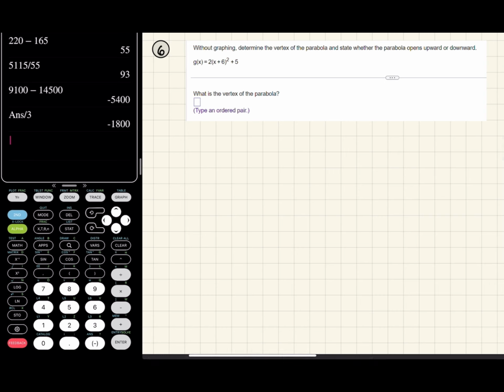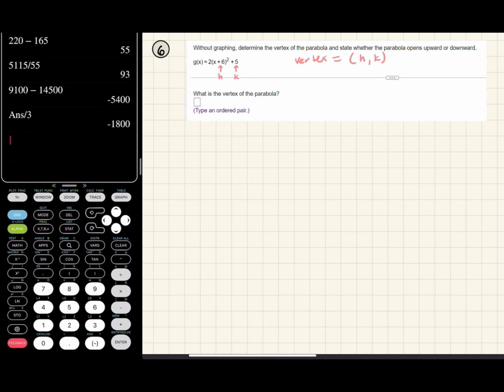All right, number 6, we're given a quadratic that looks like it's in vertex form already. So if we want to find the vertex of a parabola, it's good for us to have it in this form because it makes it a little easy on us. In vertex form, this point here is h, and this point here is k, and remember the vertex is given as a point, h comma k.